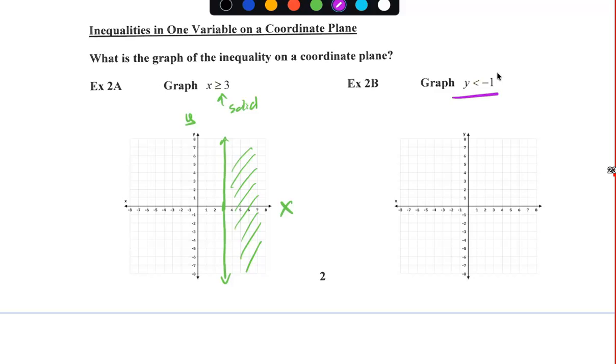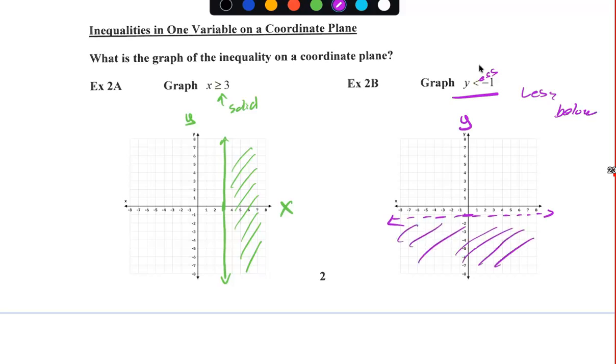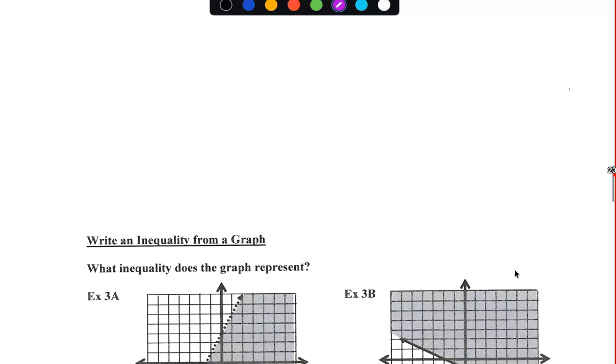Y is less than -1. So here's my y. Go to where y is -1 and follow the tally mark. In this case, we are dashed, there's no equal to sign. And then it is less than. Remember, less than is below. So we're going to shade below this line. Like that. So if you have an x one, greater than is to the right, less than to the left. If you have a y one, up and down is pretty straightforward. Greater than, less than.